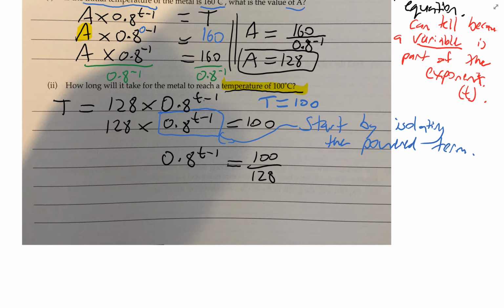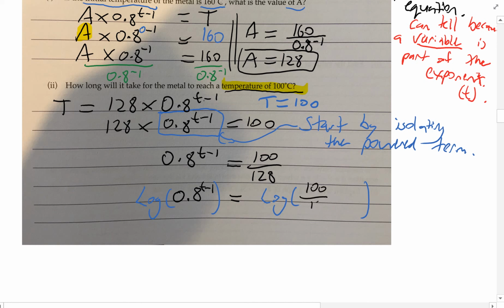Now I take the logs of both sides, which just means log of this side equals log of that side. I'm doing the same thing to both sides, which is fine. I can do what I want to an equation as long as I treat both sides the same. Rather than evaluating 100 divided by 128, which is going to be a messy decimal, I'm just going to leave it as log of 100 over 128 in brackets.